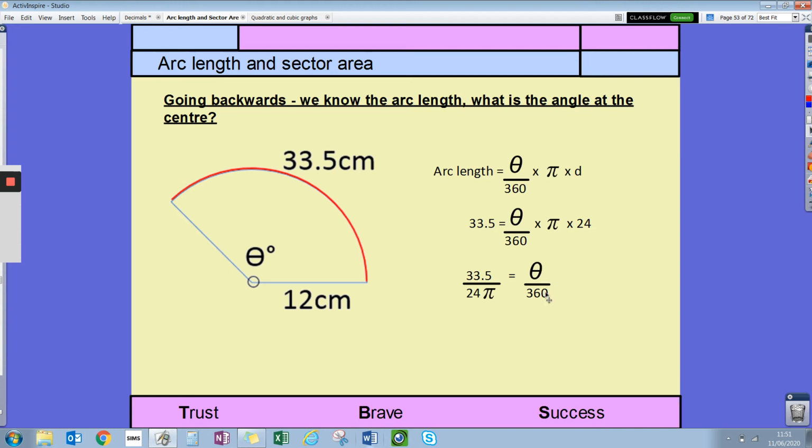Then if we look here, the only thing on the right-hand side that isn't the theta, or the angle, because that's what we're trying to find out, the angle at the centre, is the divide by 360. So when it moves to the other side, it becomes a multiply. So we're going to multiply by 360 to give us theta. I'm going to pop that all in my calculator, and I'm going to get 160.0 degrees to 1 decimal place.